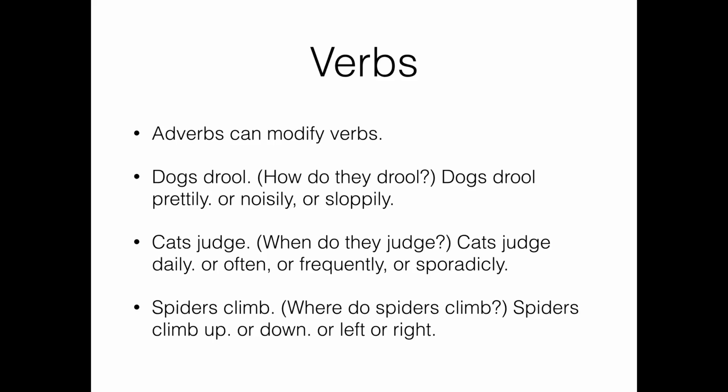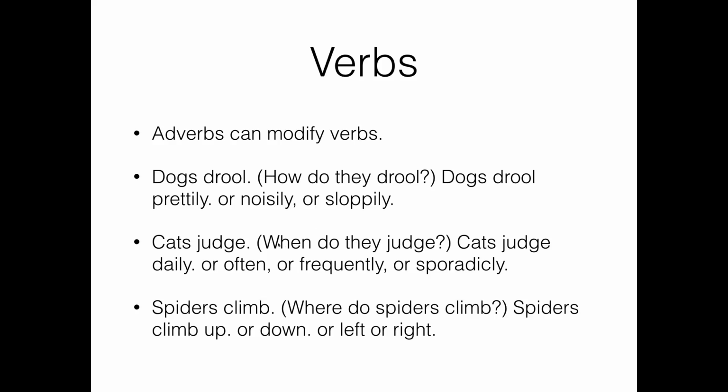So you can use them to modify verbs, and that's the one that people learn at first. Dogs drool, and then how do they drool? Well, dogs drool prettily, or noisily, or sloppily. And those are your old classic LYs. Pretty is an adjective. Prettily is how he drools. It tells you about the actual verb drool, and he did it in a pretty way. Noisily, slurpily, sloppily. You're taking all these words and adding ly to them, and it becomes suddenly an adverb.